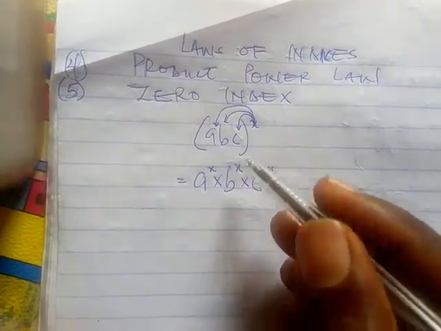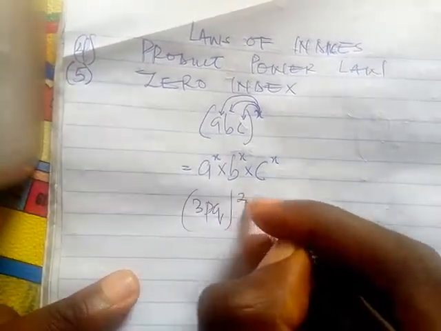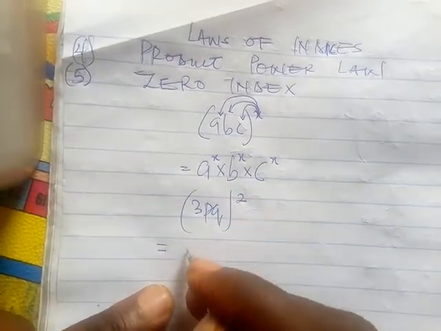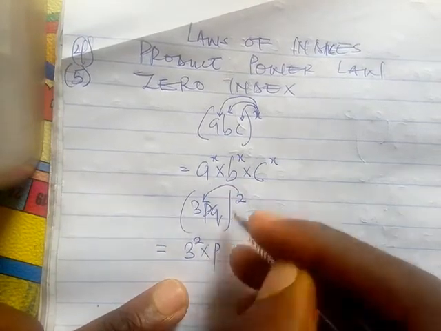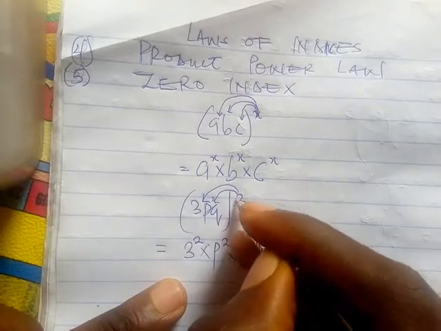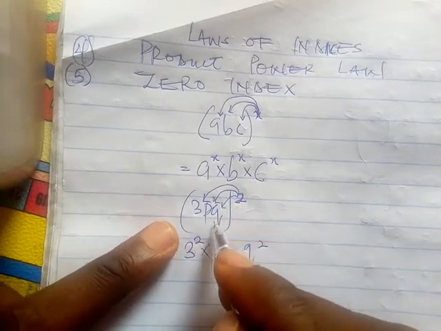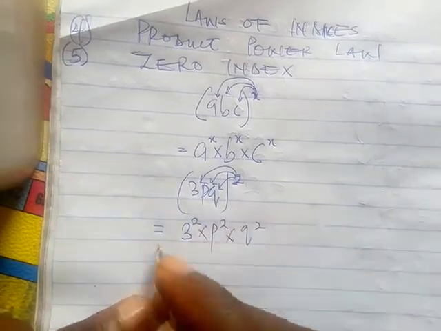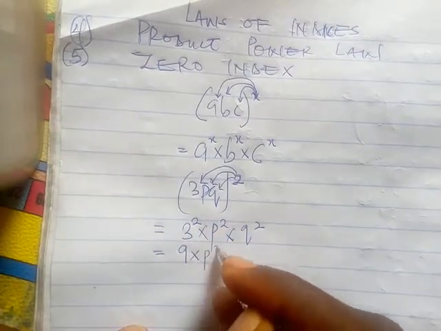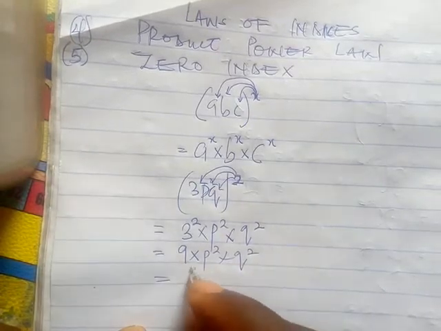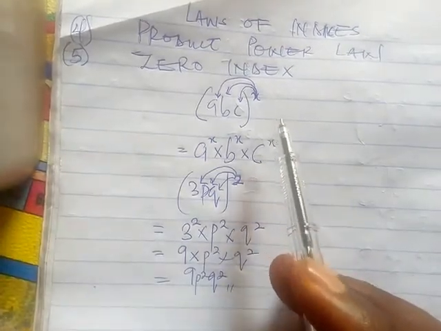So when you have the product of different factors, let's say you have 3pq raised to the power of 2, how do you solve this? So it becomes 3 raised to 2 times p raised to the power of 2 times q raised to the power of 2, because this 2 is being distributed through the products to each of these variables inside the bracket. So you then have 3 raised to the power 2 is 3 times 3, it is 9, times p square times q square. So this gives you 9p square q square. That is it about the product power law.